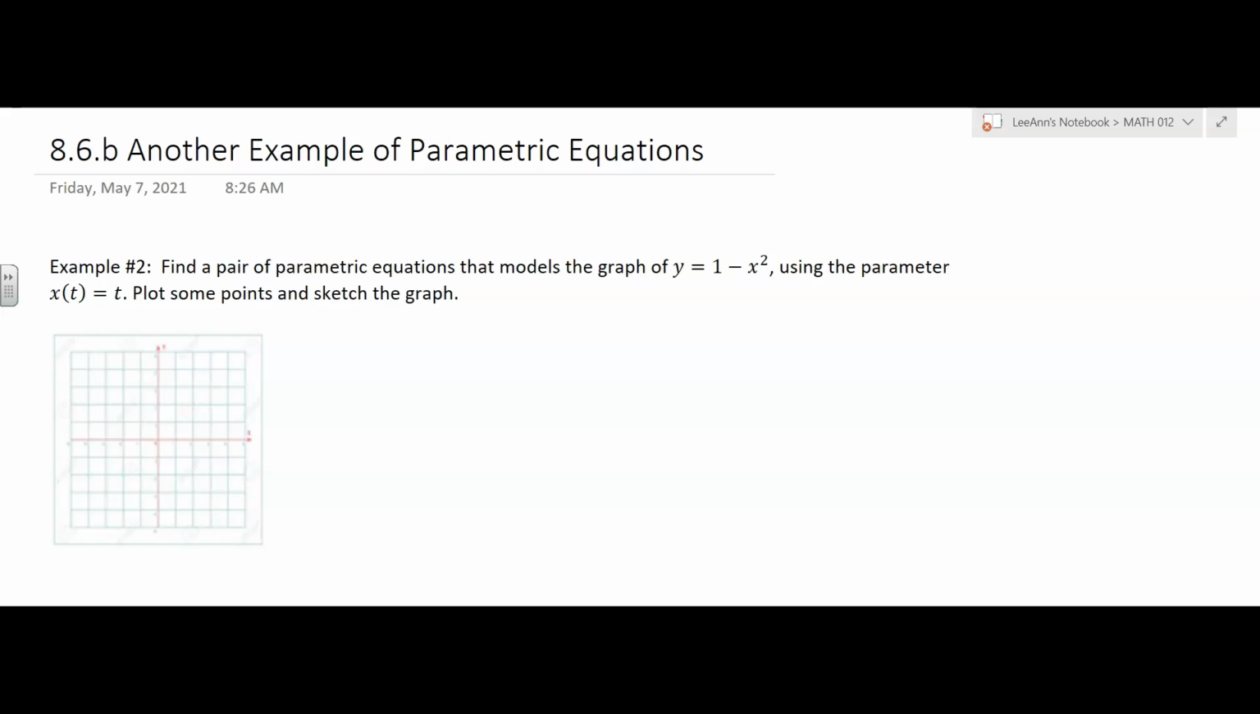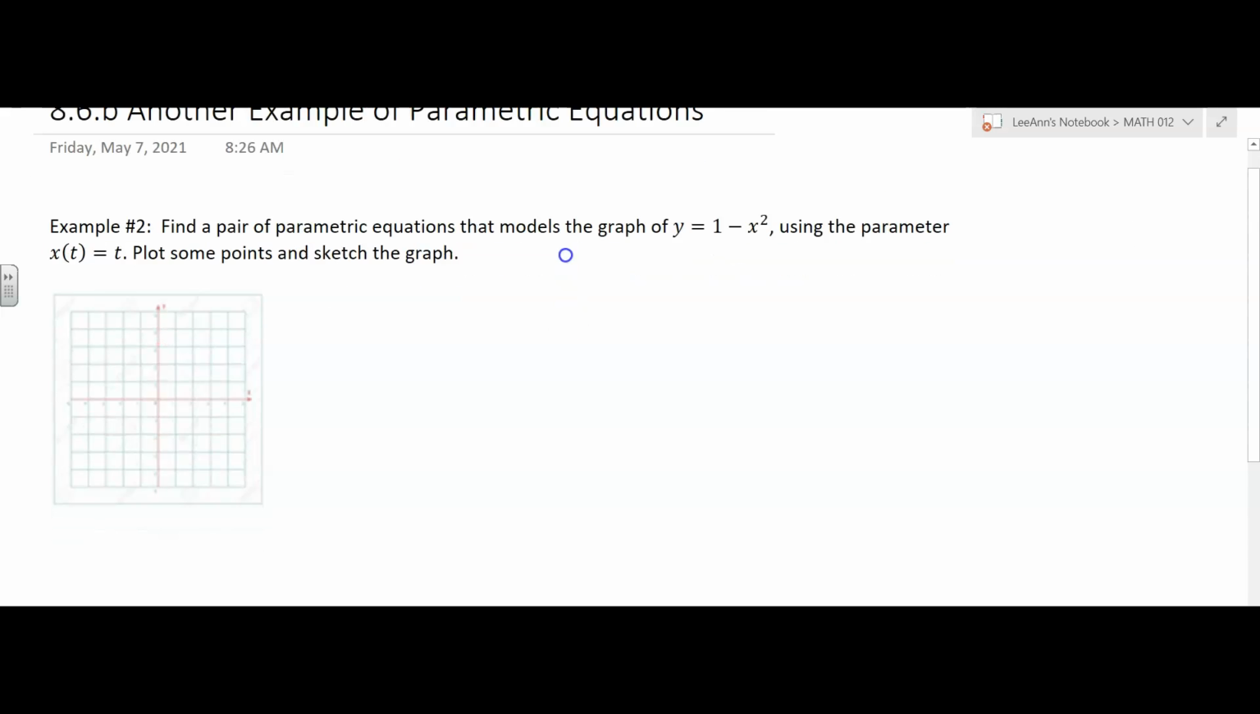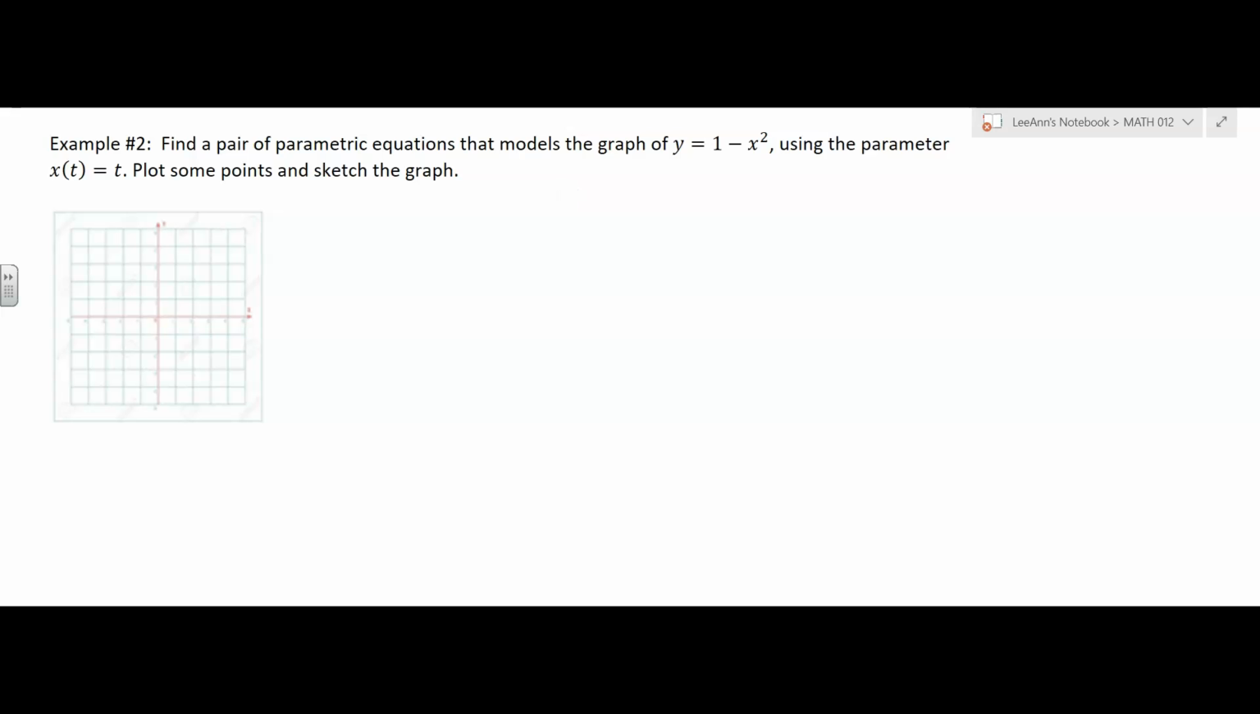So here's another example. It's very similar to the last one. Find a pair of parametric equations that models the graph of, and they give us this. We know it's an upside down parabola, right? Using the parameter, and then x of t equals t again.